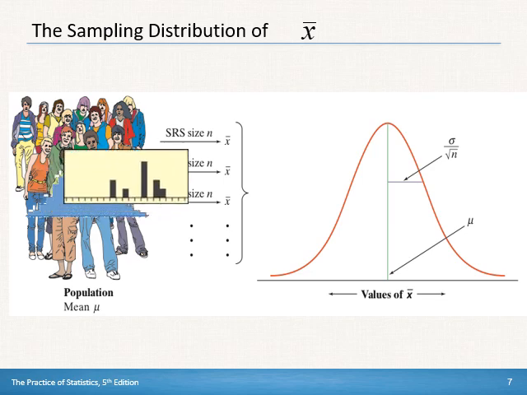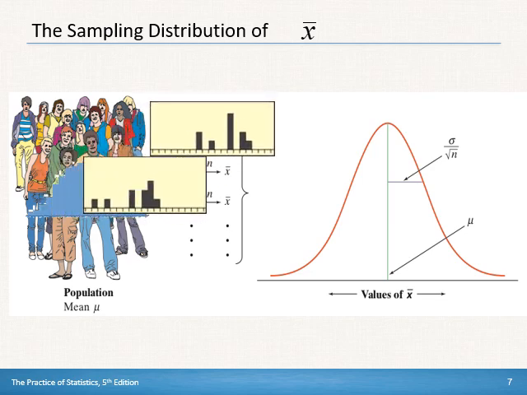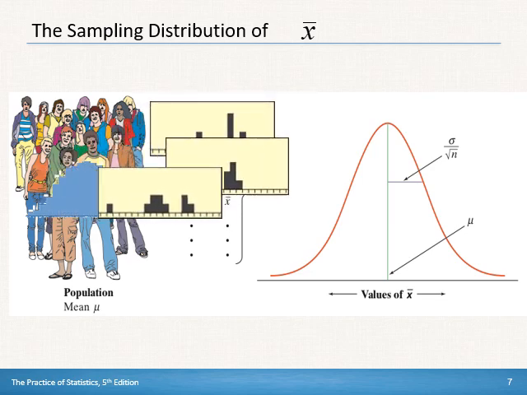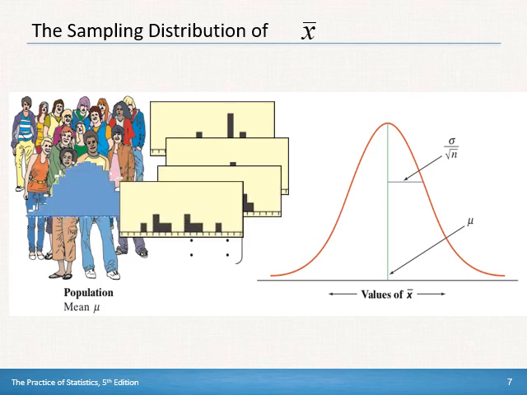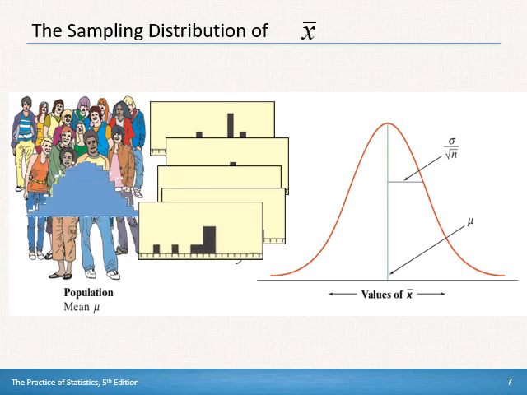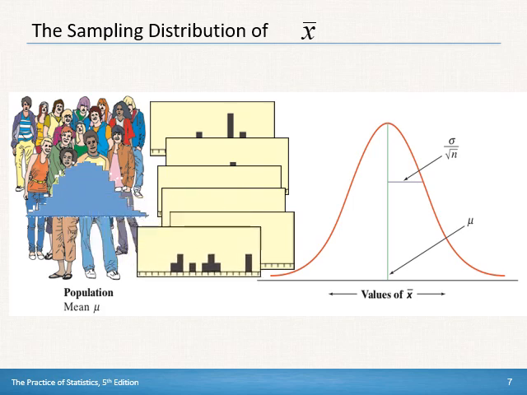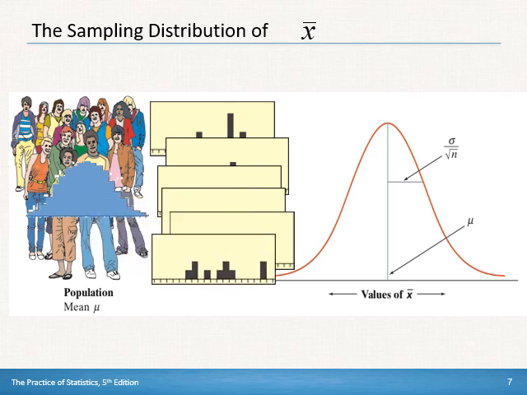We take and we sample. In theory, we would sample every possible sample of the same size. We would take each of those samples, calculate the X bar, and plot them in the sampling distribution. So again, the sampling distribution of X bar would be the distribution of all possible sample means from all possible samples of the same size taken from that population.